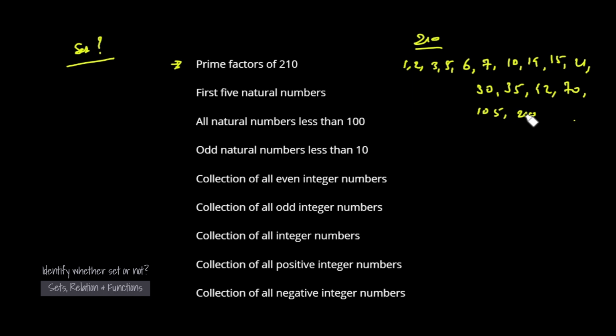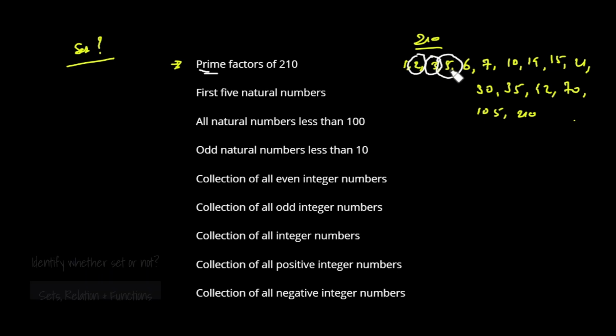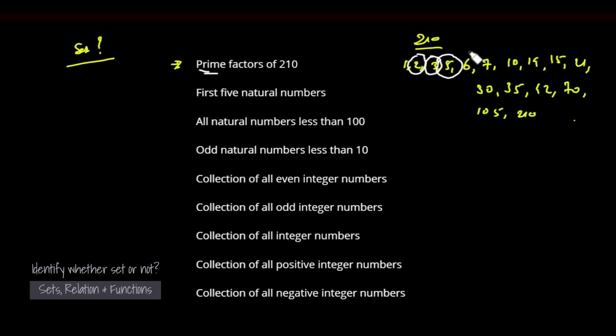So these are all the factors of this particular number 210, but we are interested in the prime factors only. So the prime factors, prime numbers starting from 2. So 2 is a prime factor, 3 is a prime factor, I think 5 is also a prime factor, then 6 is not a prime factor. Then 7 is a prime factor; 10, 14, 15, 21, 30, 35, 42, 70, 105 and 210 are not prime factors.